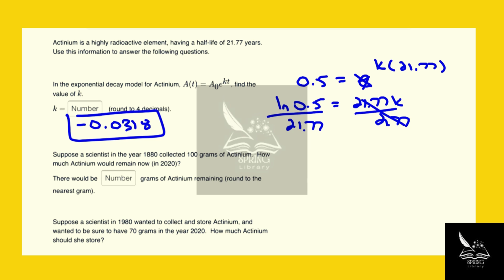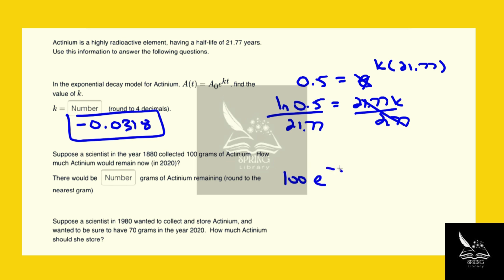Suppose a scientist in the year 1880 collected 100 grams of actinium. How much would remain now in 2020? Well, that would be 100 times e to the negative 0.0318, and this would be the difference of 2020 and 1880, which would be 140 years.